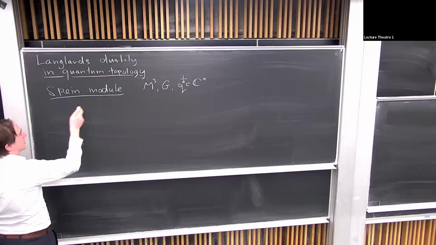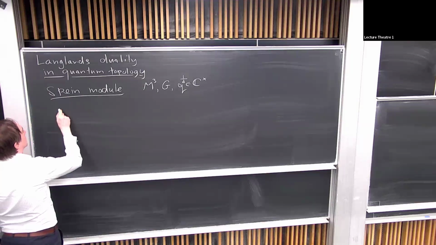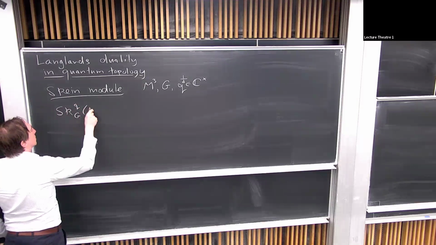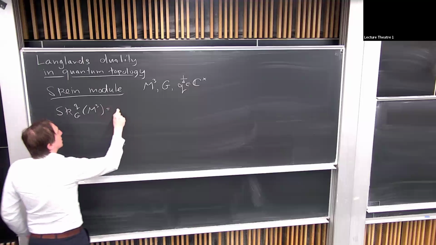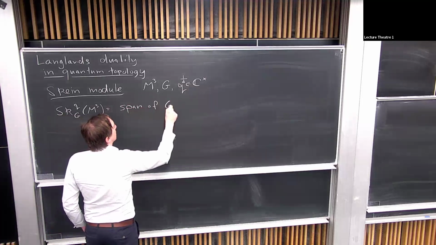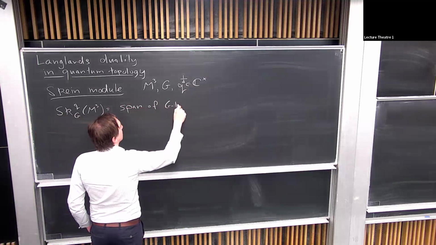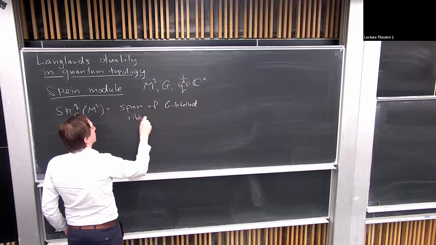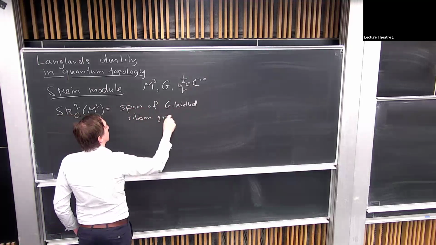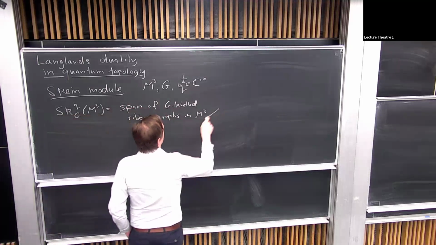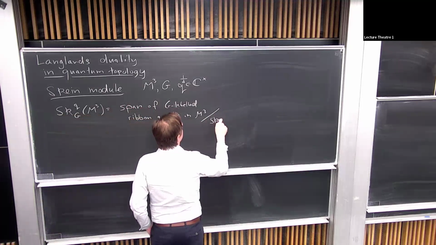So the skein module is a span, denote it like this, a span of G-labeled ribbon graphs in the three-manifold, quotiented by the skein relations.